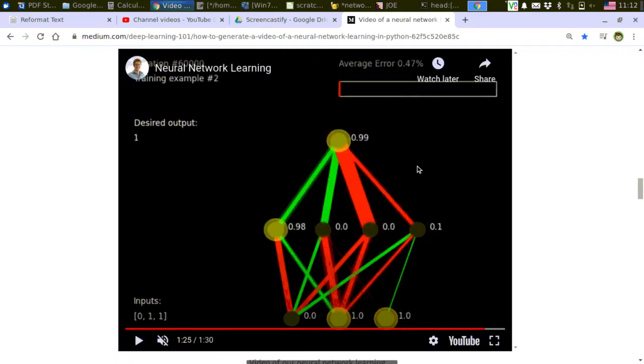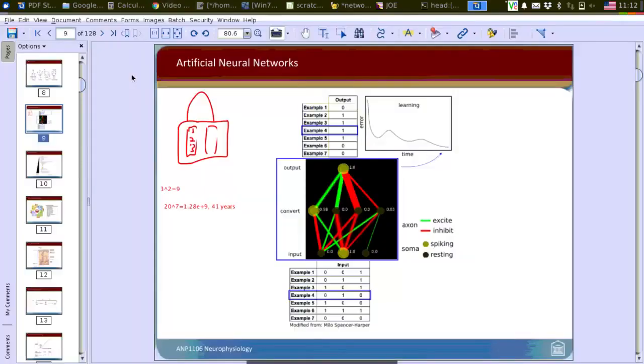So you could see that by simply changing the synaptic connections, you end up with a neural network that is capable of converting the inputs into the correct output. Now, there are some key points to understand about neural networks.